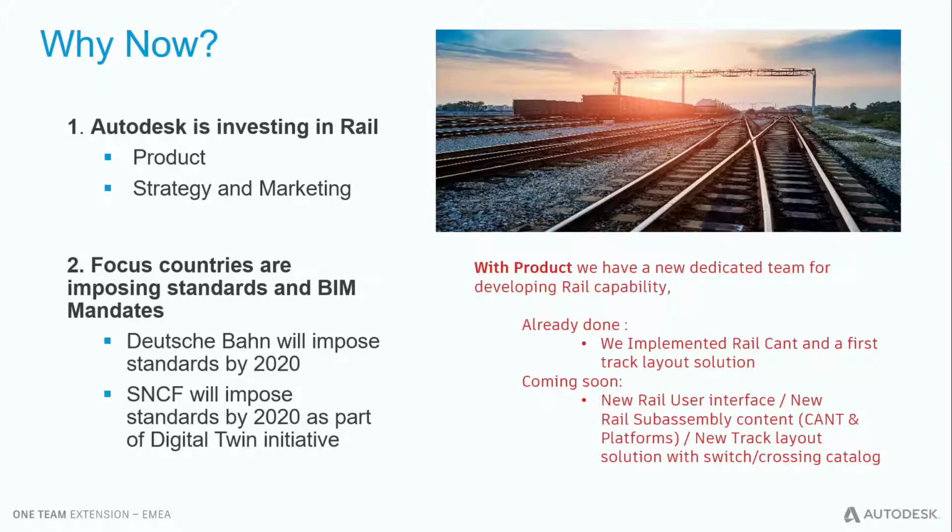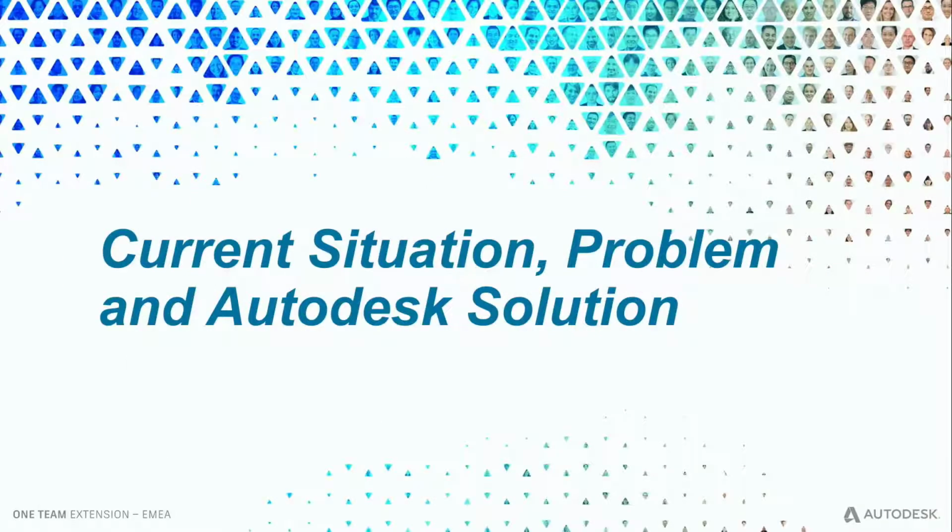Already done, we have some implementation in Civil 3D about the rail cant, as you already know, for those of you who have the 2018.2 release. And we have other developments and new features coming this year. So this is, I would say, the macro picture of investments and the micro picture within Autodesk.